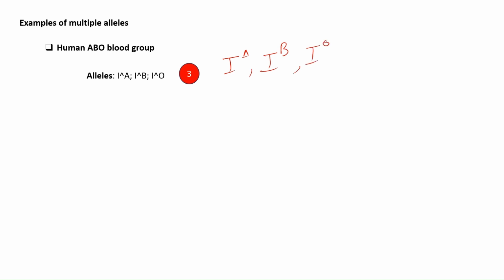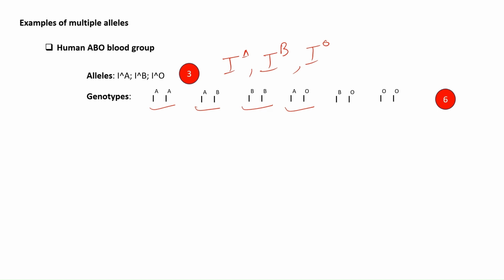These are the three varieties of alleles found in the human population for our blood group. How many genotypes can we make from these alleles? Six: IAIA, IAIB, IBIB, IAIO, IBIO, and IOIO.